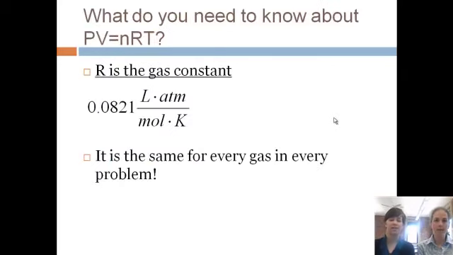So what the heck is this R thing? R is the gas constant, and it's 0.0821, and the units are liters atmospheres over moles Kelvin. It's always going to be the same, so this is a number that you'll just get used to using.